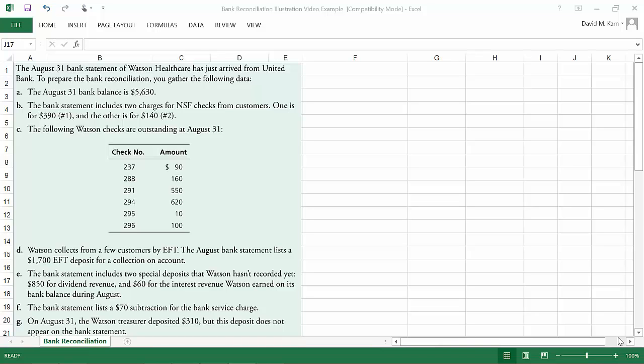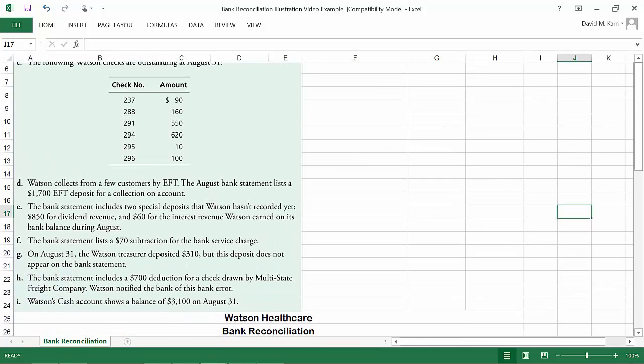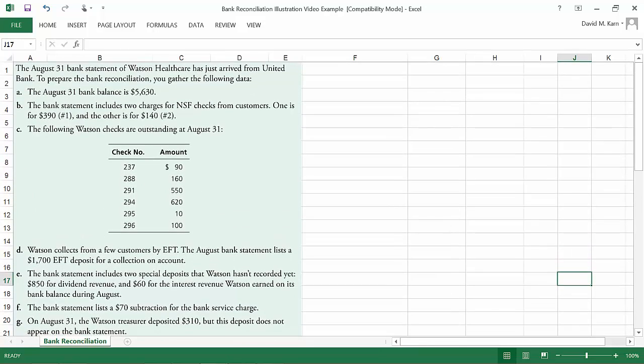All right, let's take a look at how to do a bank reconciliation. We have some problem data here. It says the August 31st bank statement of Watson Healthcare has just arrived from United Bank. To prepare the bank reconciliation, you gather the following data, and it gives us letters A through I here. Let's take a look at letters A and I first.